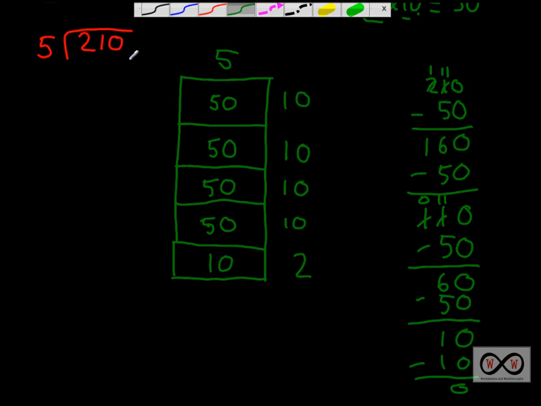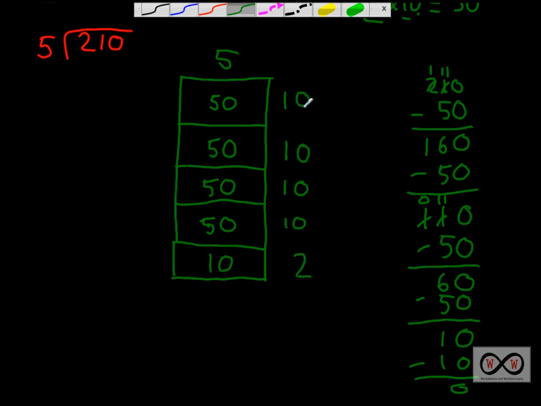So how many times would 5 go into 210? Well, you might be thinking, how would I figure that out? Well, look. You've taken this apart. You kind of distributed this 5 out quite a bit. You've got 5 times 10 plus 5 times 10 plus 5 times 10 plus 5 times 10 plus 5 times 2. Well, let's see how many times we could fit that in there.